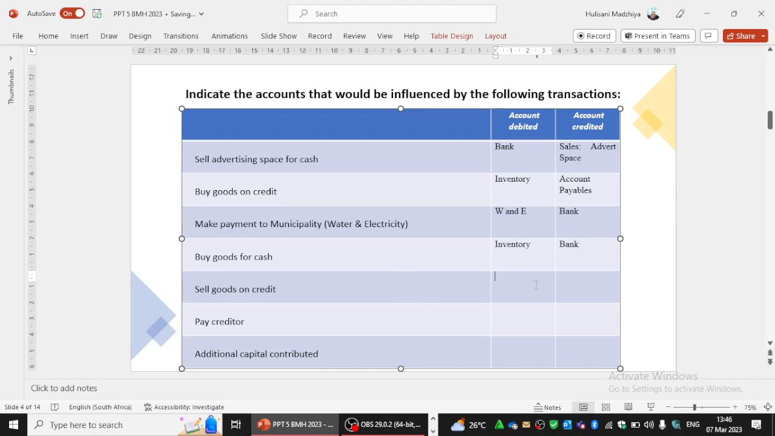So the third last question, sell goods on credit. Anyone would like to attempt this one? Sell goods on credit. Anyone would like to attempt?